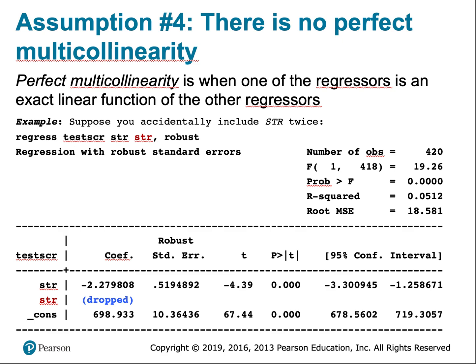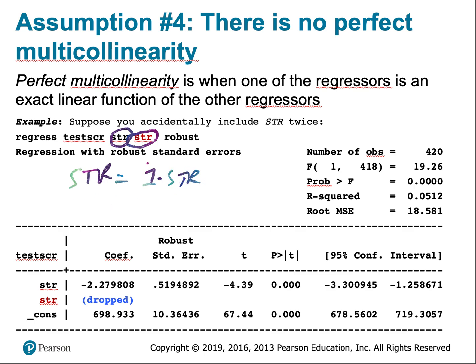Alright, now let's talk about assumption number 4. There is no perfect multicollinearity. Perfect multicollinearity is when one of the regressors is an exact linear function of the other regressors. An easy example to think about is if we suppose that we accidentally include the student-to-teacher ratio variable in our regression twice, where the student-to-teacher ratio, this variable STR, is an exact linear function of this one, right? STR equals 1 times STR.